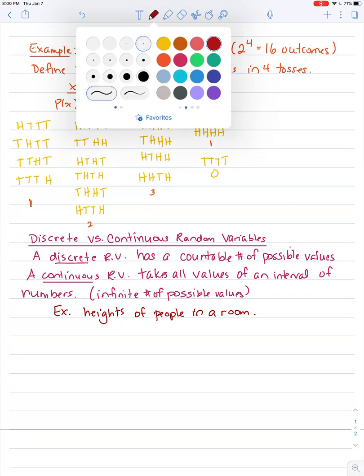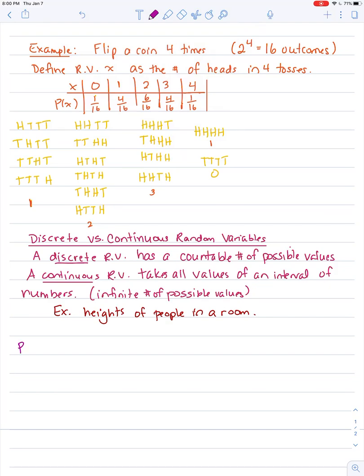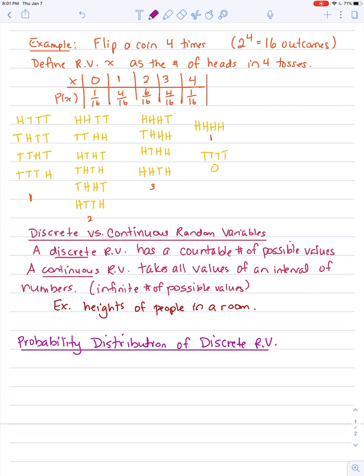Okay, so what we're going to do with this, of course, is probability. Probability distribution of a discrete random variable. And that's basically what we did up there. So you're going to display it as a table, or it could be as a histogram too.